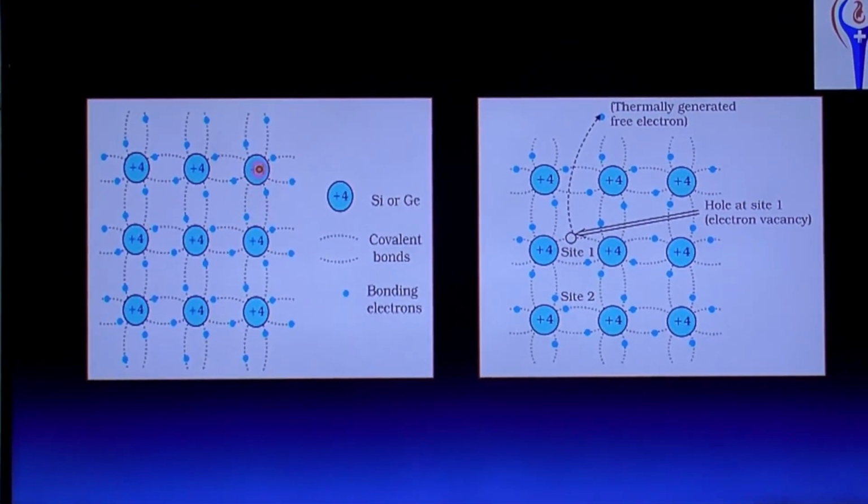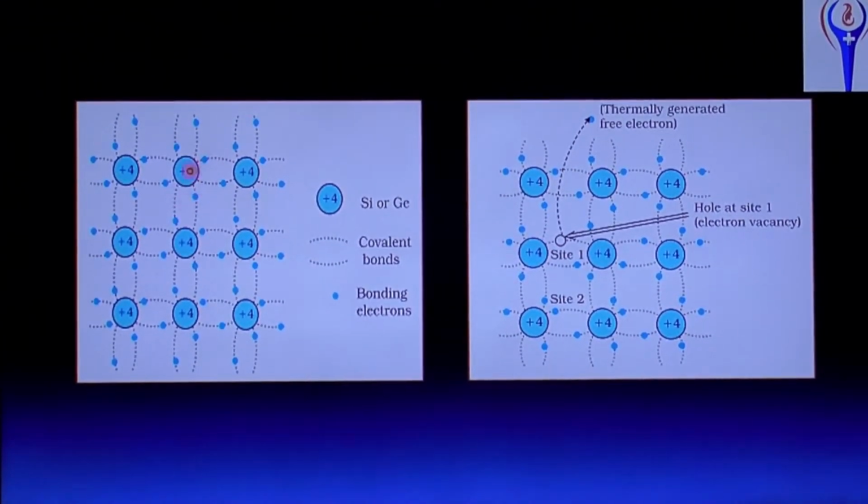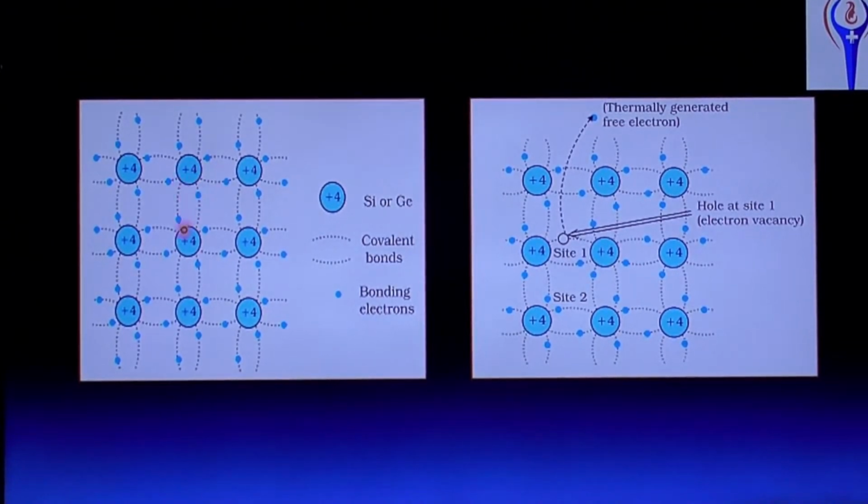Basically, germanium or silicon is an insulator at 0 Kelvin, because each electron is bonded with the neighboring atom's electron, and completely bonded means no free electron. So a semiconductor is an insulator at 0 Kelvin, and when temperature increases, due to thermal agitation covalent bonds break and electron-hole pairs are created, and these electron-hole pairs only contribute to conduction. Electron will move in one direction and hole moves in the opposite direction.